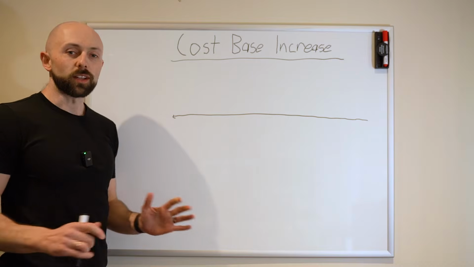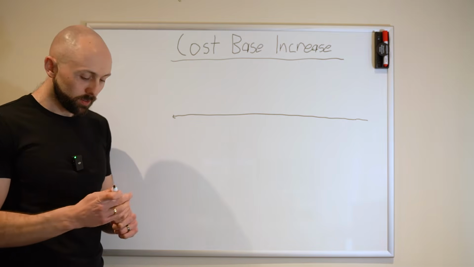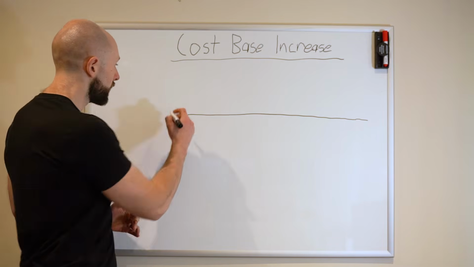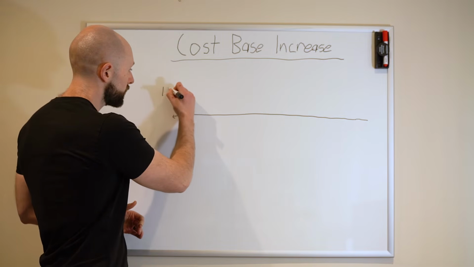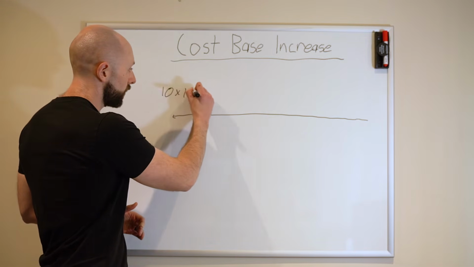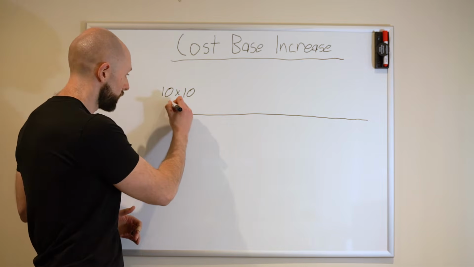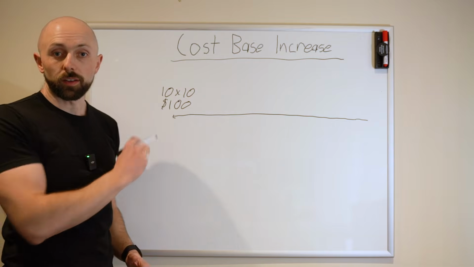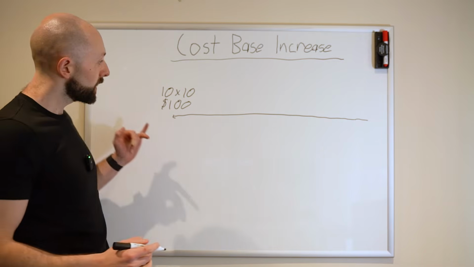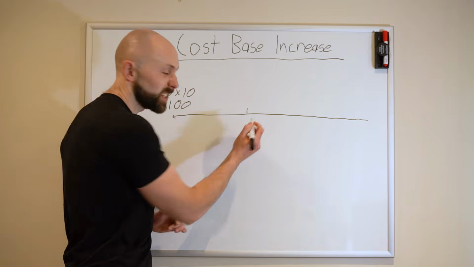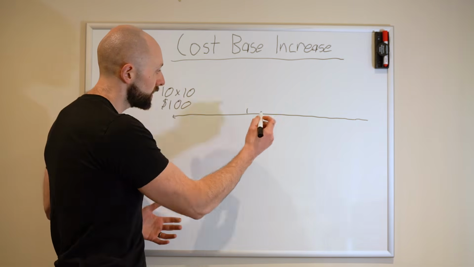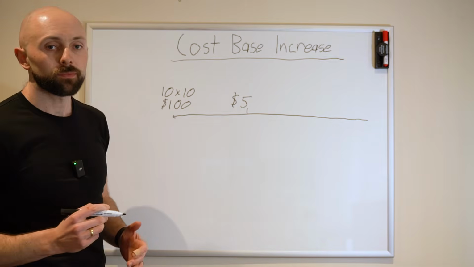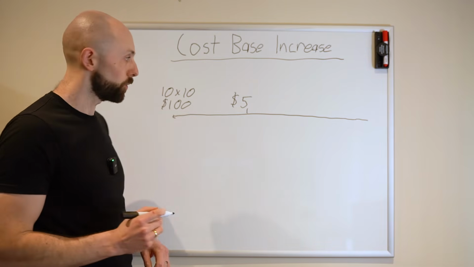Let's do it. All right, so as always, ignore my atrocious handwriting. But we're going to look at cost base increase. So let's imagine originally you bought 10 shares at $10 for $100, right? So this gives you a cost base of $100 for your original purchase. Now let's say a year later we get our AMIT statement and it has a $5 cost base increase. Now that's important to note, and I'm about to show you why.